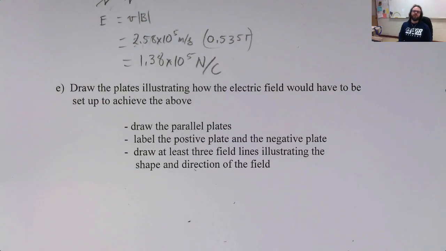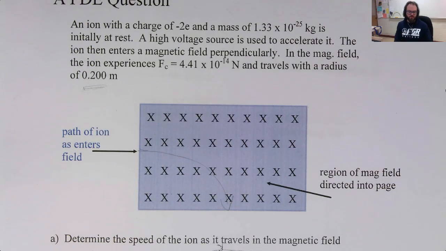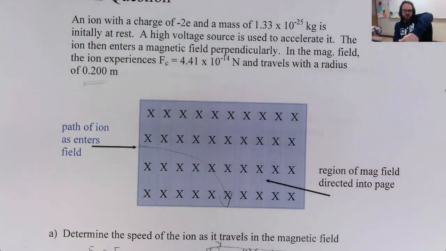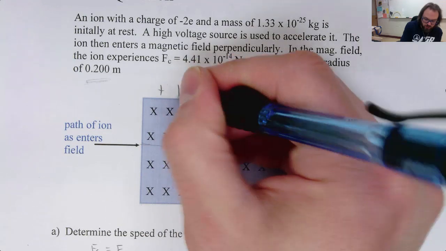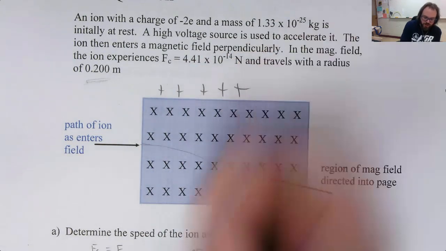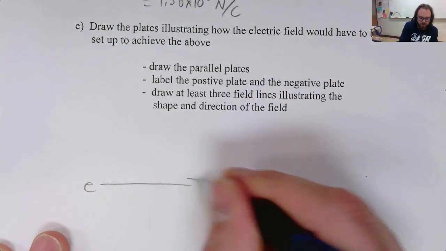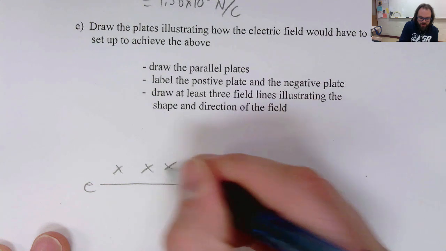Now, let's take a look at this last part here. It says, draw the plates illustrating how the electric field would have to be set up to achieve the above. My field's going in, okay? And if it's coming out, and it's a negative, I'm going to use my left hand. It's going in, it's pushing down, and it's a negative. So that must mean my positive charges must be on top, and my negative charges must be on the bottom. So once again, if we were to draw this here, we have my electron. It's going this way. This is my magnetic field.